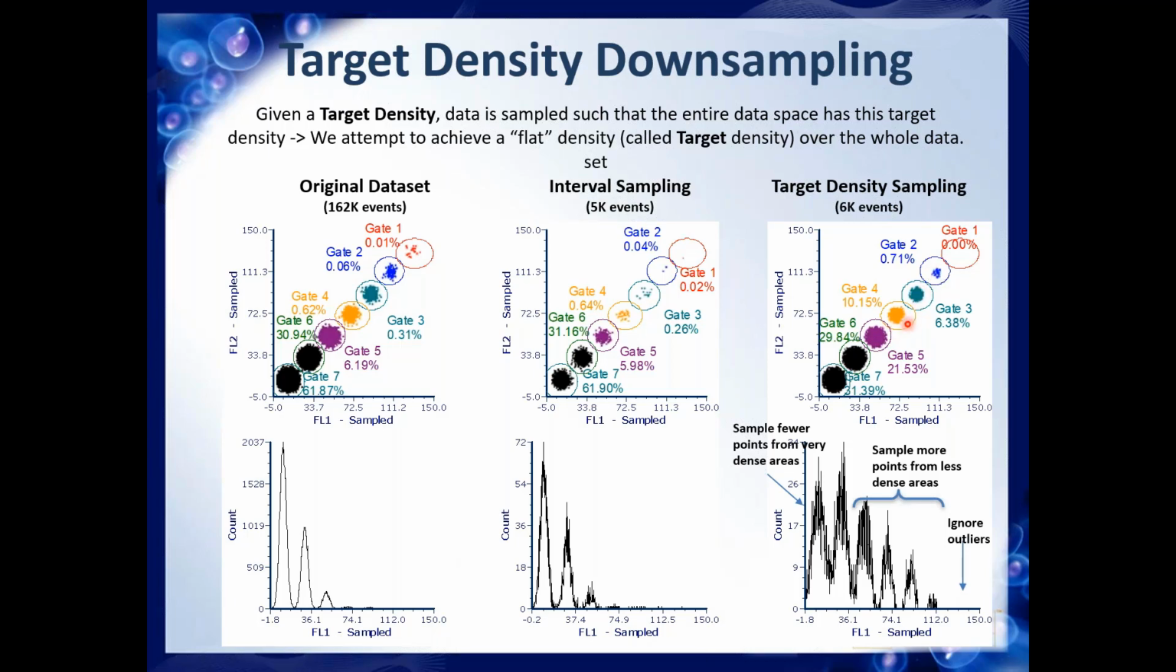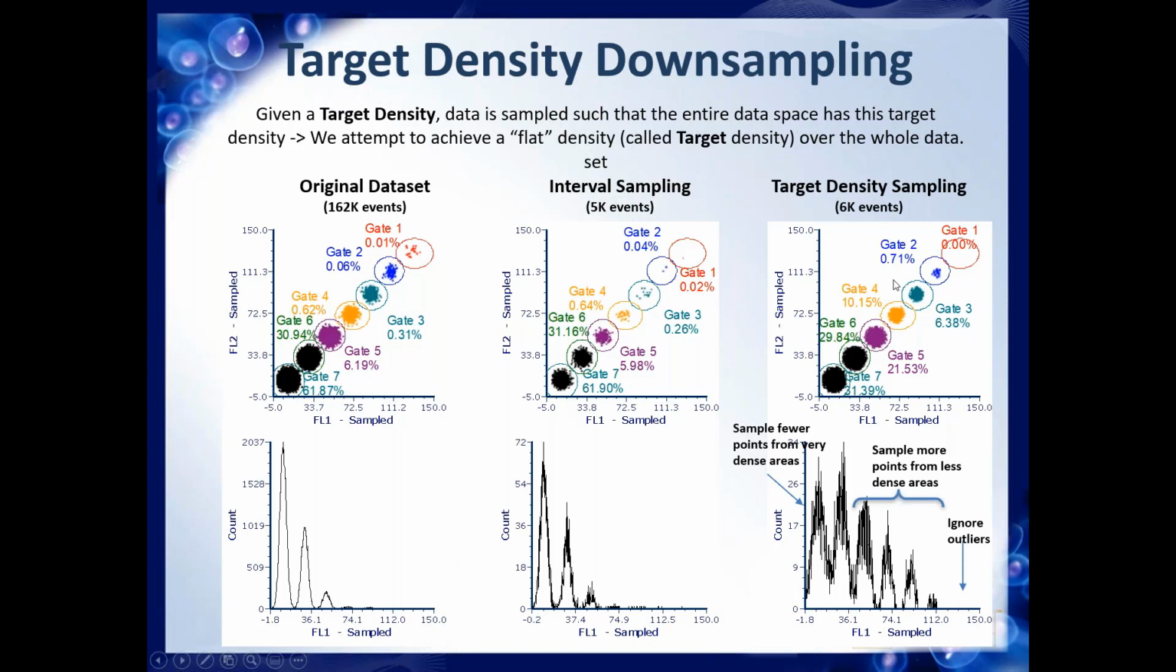And so the idea is that you are sampling fewer events from the very dense area, and usually dense areas are abundant populations, and you're sampling more events from sparse areas. And usually in flow cytometry, sparse areas are rare populations. What you can also do with this target density sampling is remove outliers.